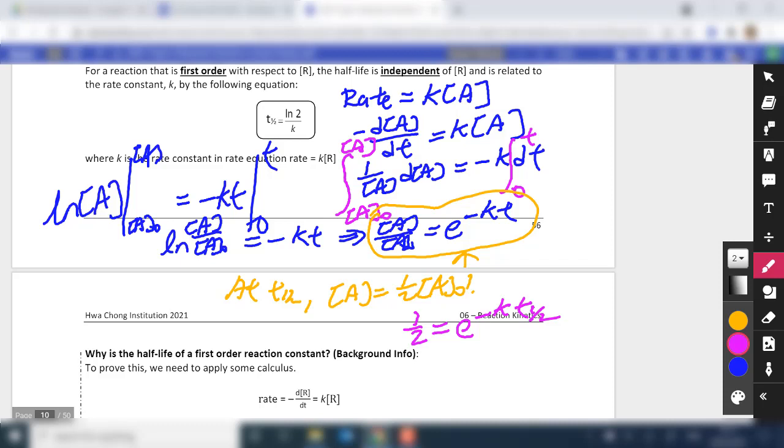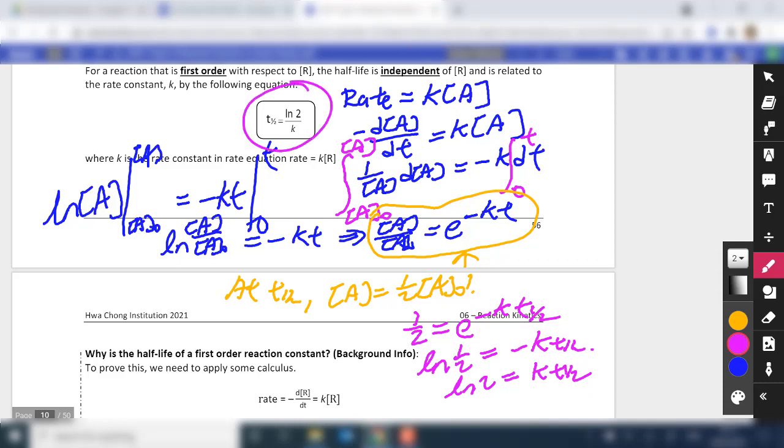Then we take ln on both sides. I'm going to end up with ln half, which is equal to minus k t half. But ln half is actually ln 2 to the power minus 1, and then the minus sign gets cancelled. So you get ln 2 equals k t half. Therefore, t half is equal to ln 2 over k.